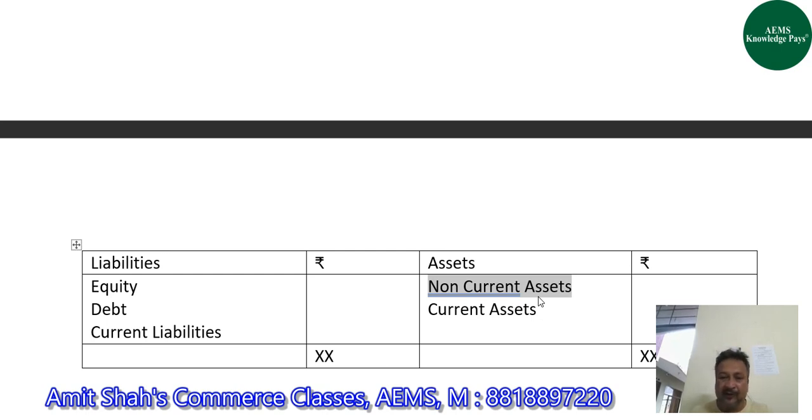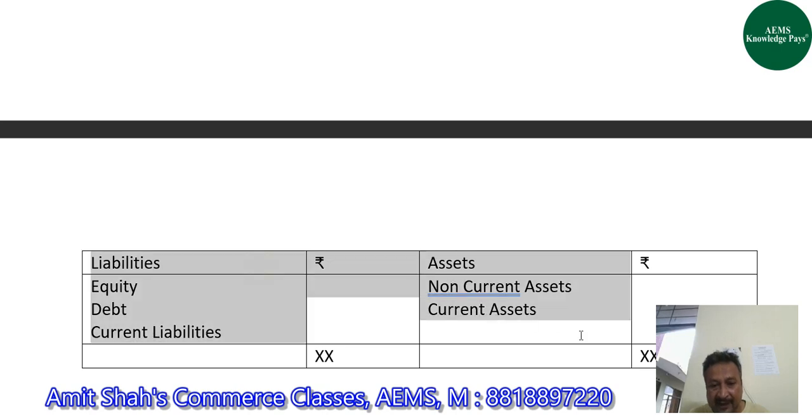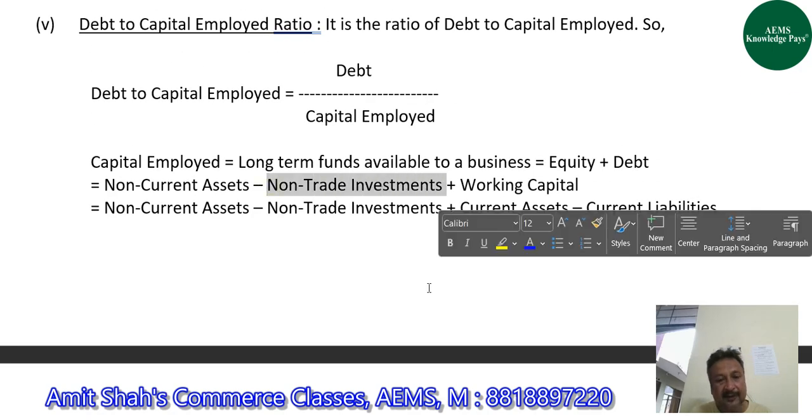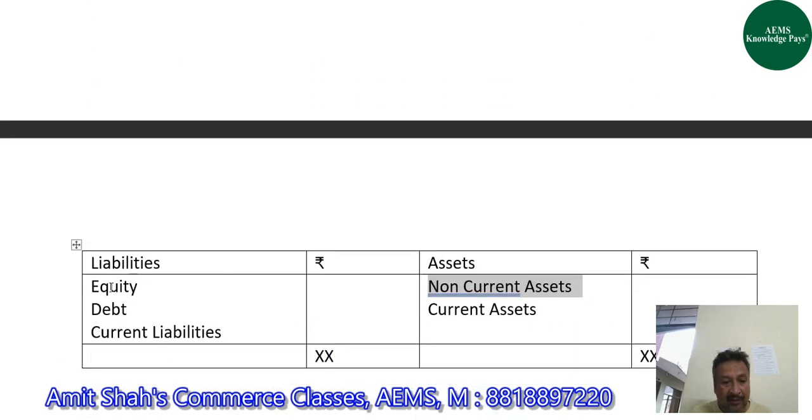But if Reliance Power invests in Tata Motors or Infosys, then it is non-trade investment, because Reliance Power and Tata Motors or Infosys have no business association at all. It means that money is not being used by the business itself, but it is being used by others. So that is the reason why from non-current assets we subtract non-trade investments. So capital employed is the sum total of these two.